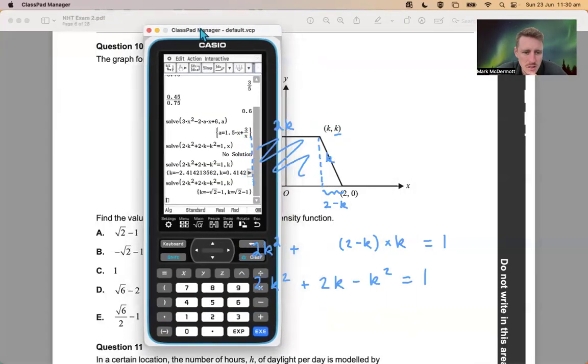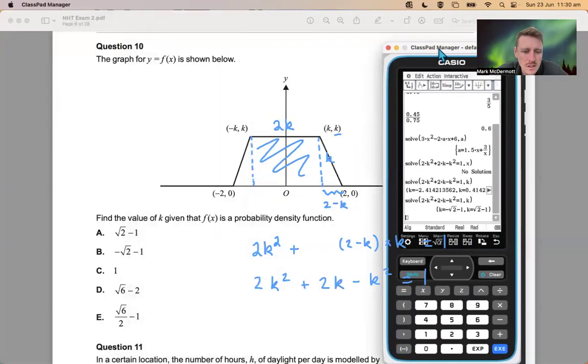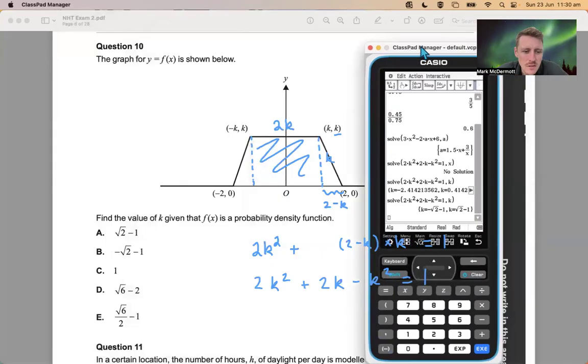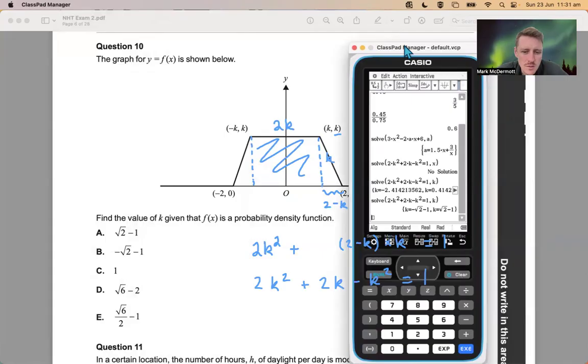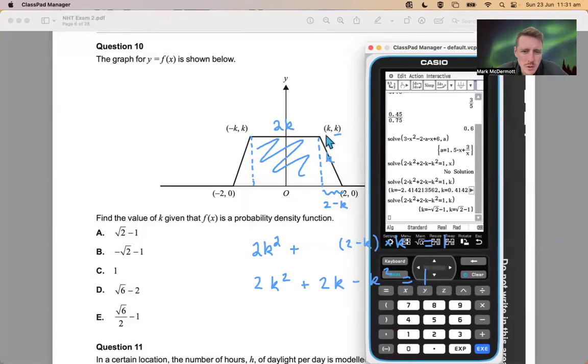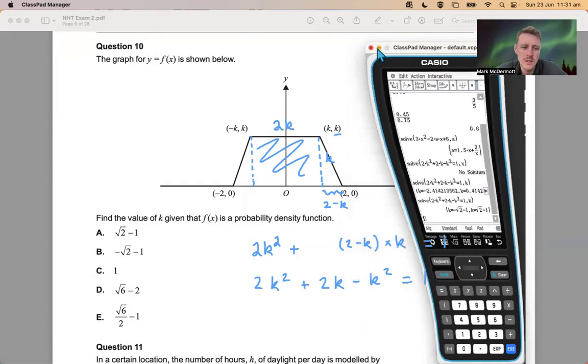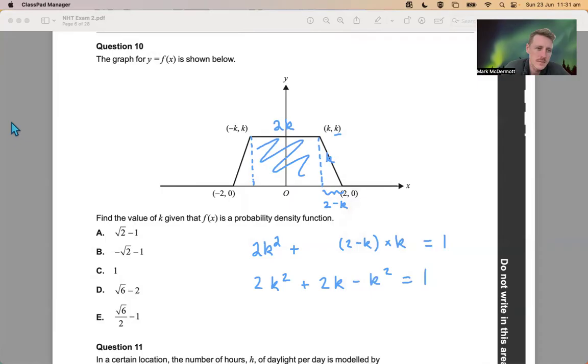How does that match with our answers? Given, find the value of k. You're going to have to take the positive one, just based on the graph, because this is positive k here. This is k, and it's to the right of 0. So this has to be root 2 minus 1. So I think the answer is A. All right, good stuff.